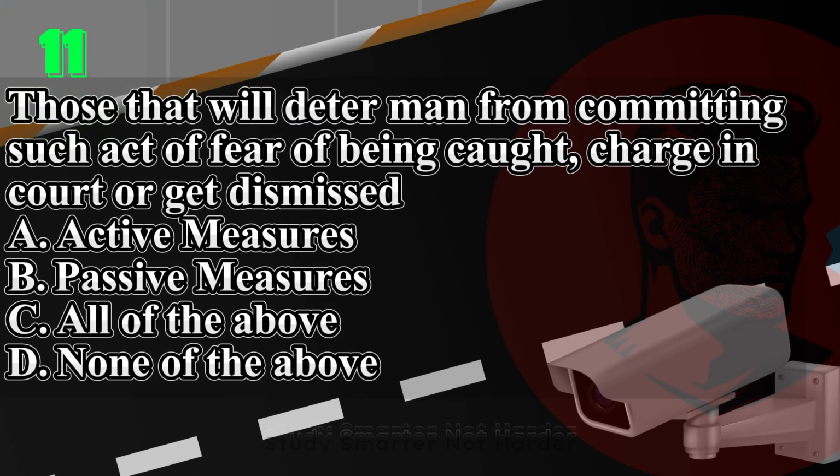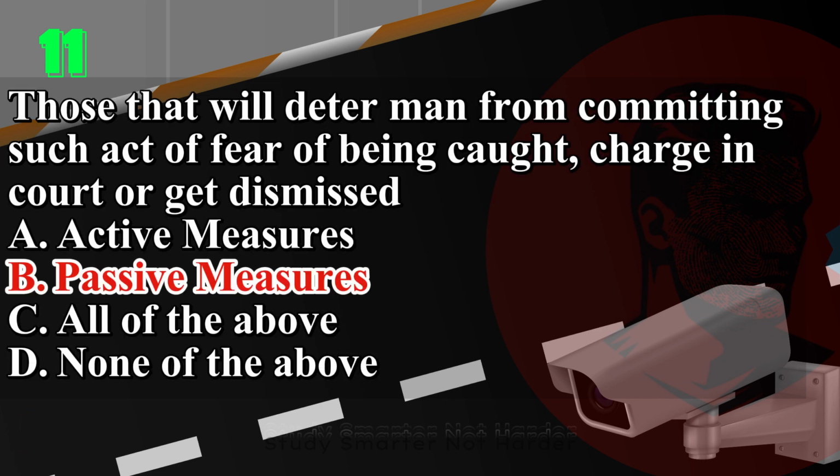11. Those that will deter a man from committing such act for fear of being caught, charged in court or getting dismissed. A. Active measures. B. Passive measures. C. All of the above. D. None of the above. Answer: B. Passive measures.